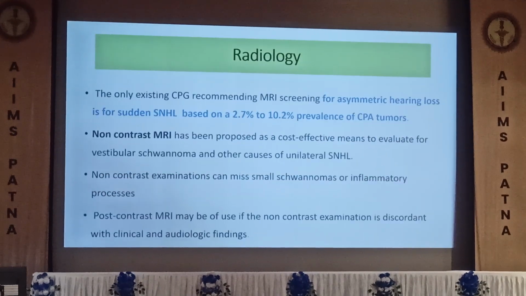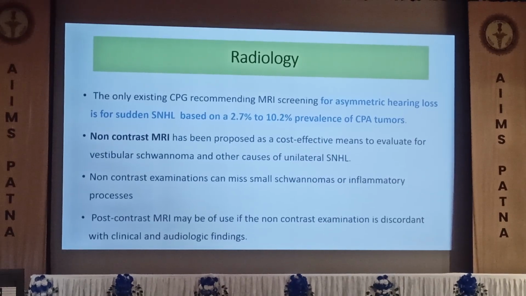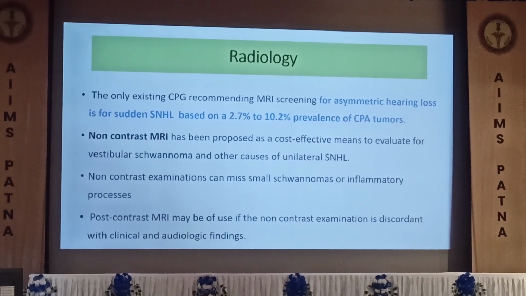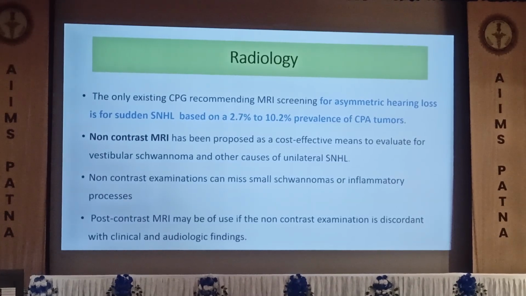You go for MRI because it has been proven that for asymmetric hearing losses and sudden hearing losses, there is a 2.7 to 10.2% prevalence of CP angle tumor, and that's what you want to rule out.